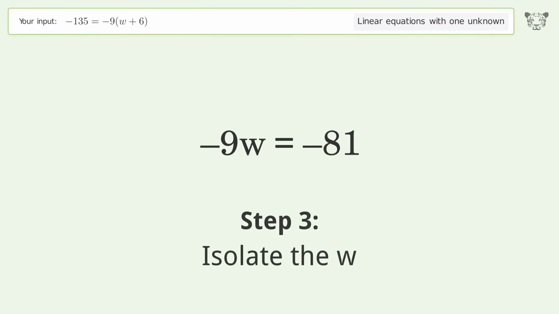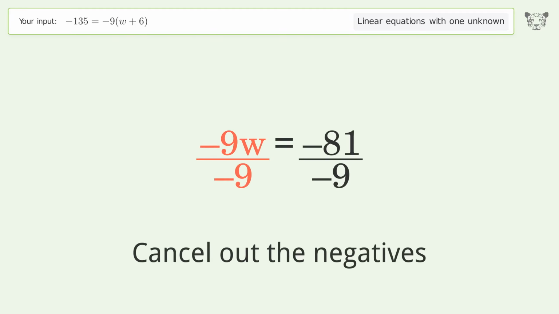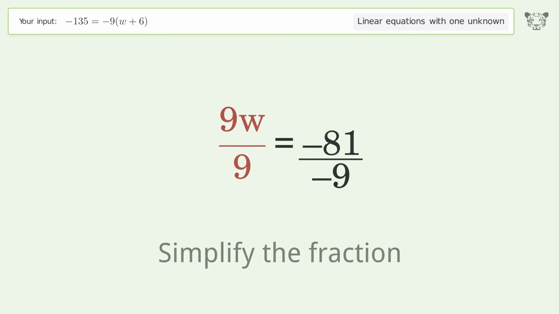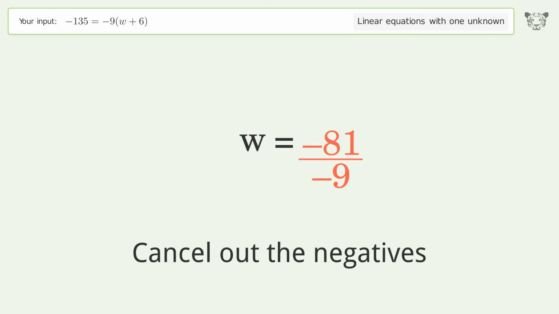Isolate the w. Divide both sides by -9. Cancel out the negatives. Simplify the fraction. Cancel out the negatives.